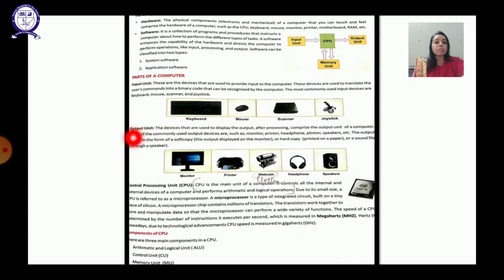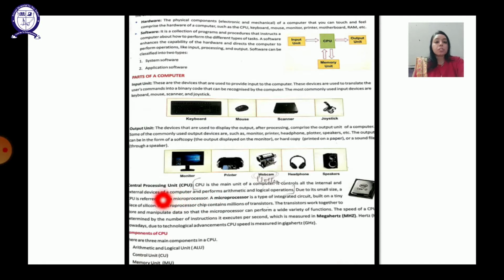Next we have the output unit, the devices that are used to display the output, that is your monitor, printer, plotter, headphone and speakers, right? Next we have CPU. It is the main unit of the computer which controls the internal and external devices of the computer and performs the arithmetic and logical operations.